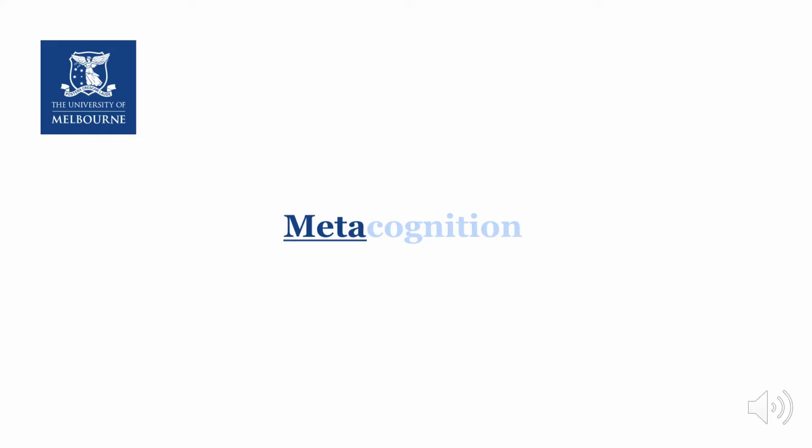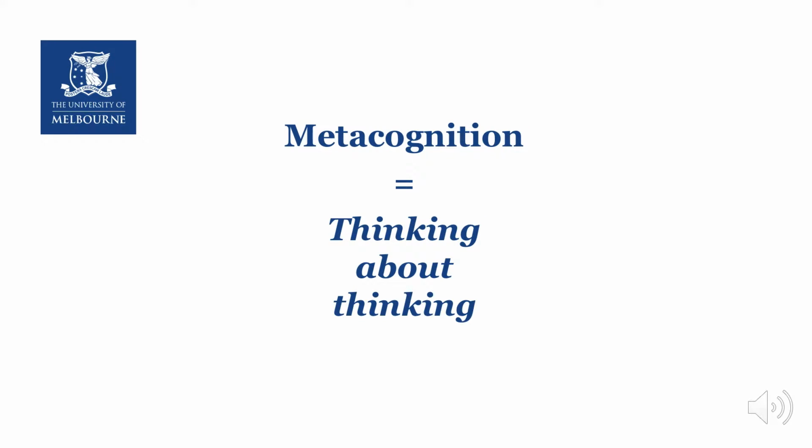Meta is a prefix of Greek origin, indicating that something is above or a layer of abstraction beyond the original concept. In this case, metacognition refers to thinking about thinking. It's what we know about how we think, or our cognition, and how we use knowledge of our own learning to guide future learning processes.